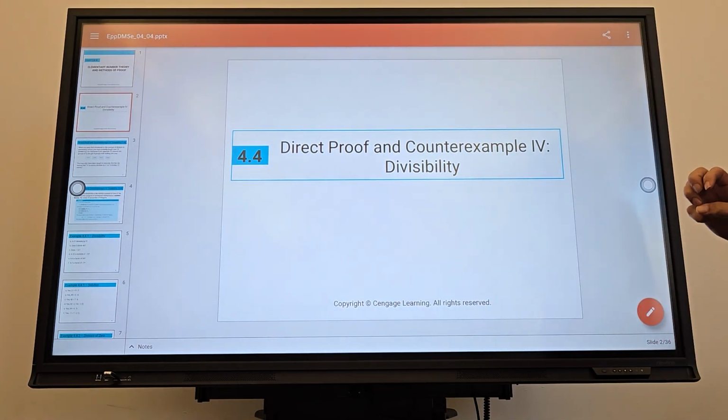Today is direct proof and counterexample 4, divisibility.